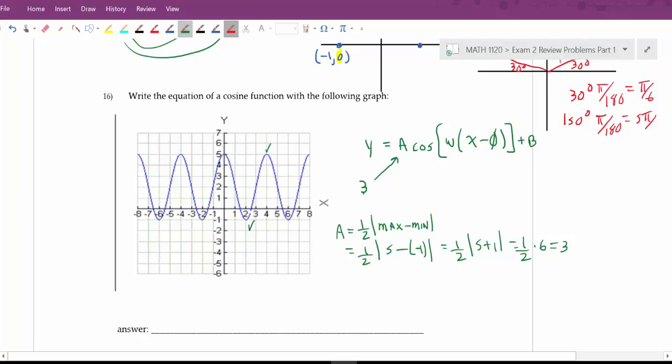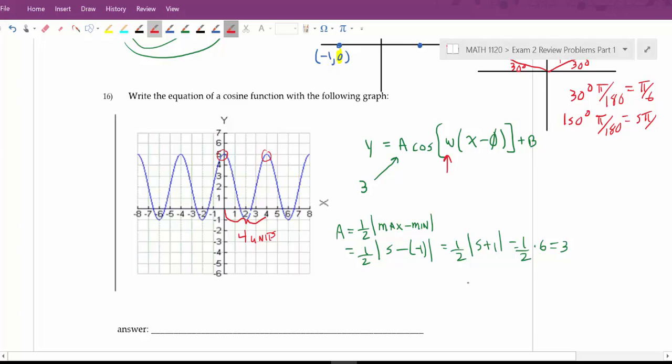Now we've got to figure out the period, and that will ultimately help us figure out what omega is. Let's start at this point right here, and then the cycle's going to go through 1, 2, 3, 4, 5 key points. That's going to be the end of a period. So the period on this seems to be 4 units.